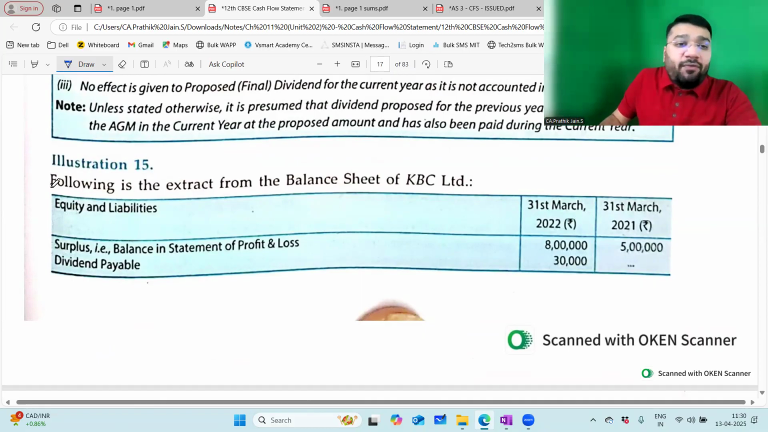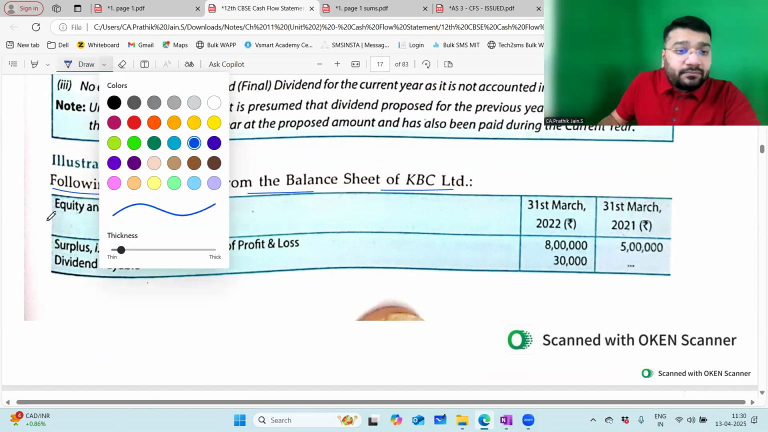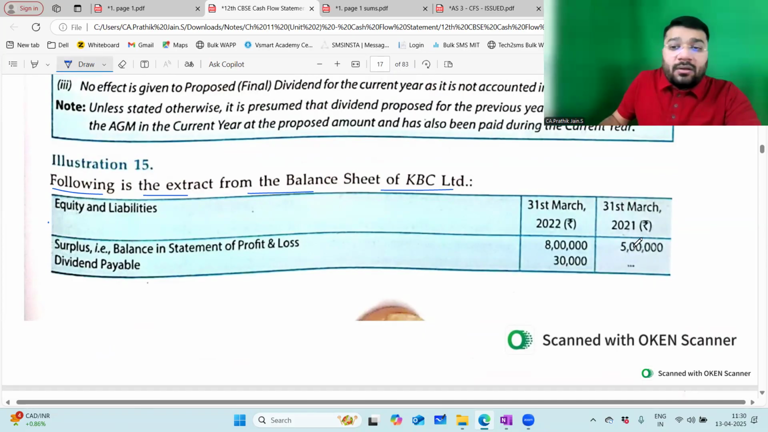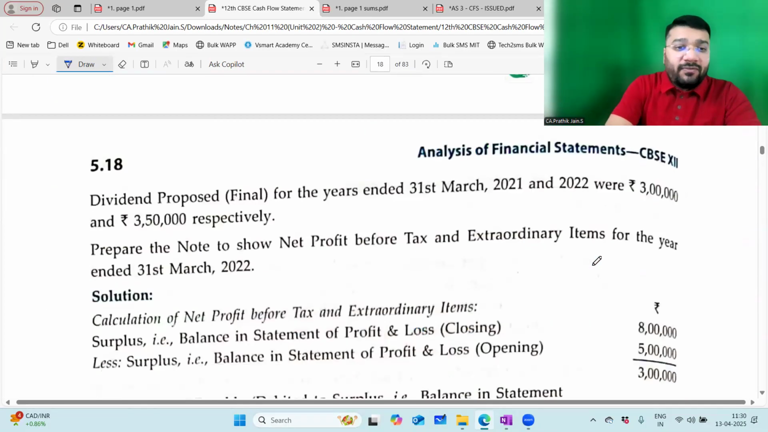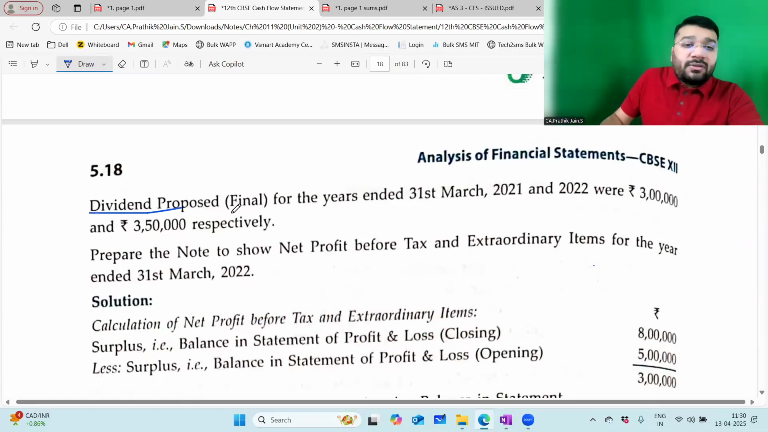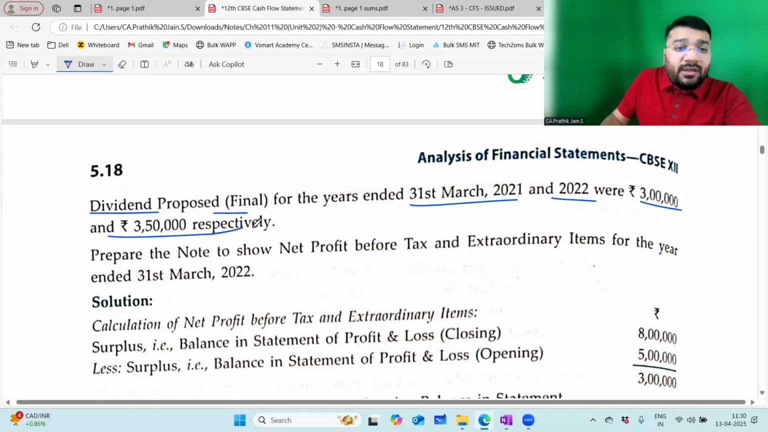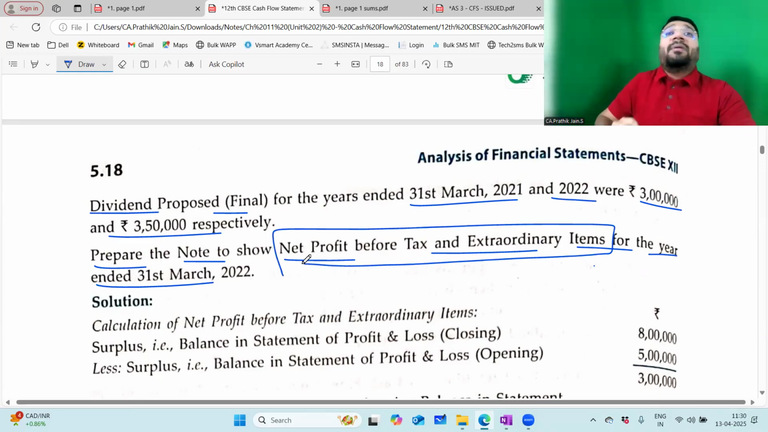Illustration 15 says that following is the extract of the balance sheet of KBC Limited. Surplus is given, people. 5 lakh, 8 lakh. Dividend payable is given 30,000. Wonderful. Dividend proposed, which is final for the year 31st March 21, is 3 lakh and 22 is 350. Prepare a note to show the net profit before tax and extraordinary item. Guys, this is my starting point for preparing the cash flow statement for operating activity.